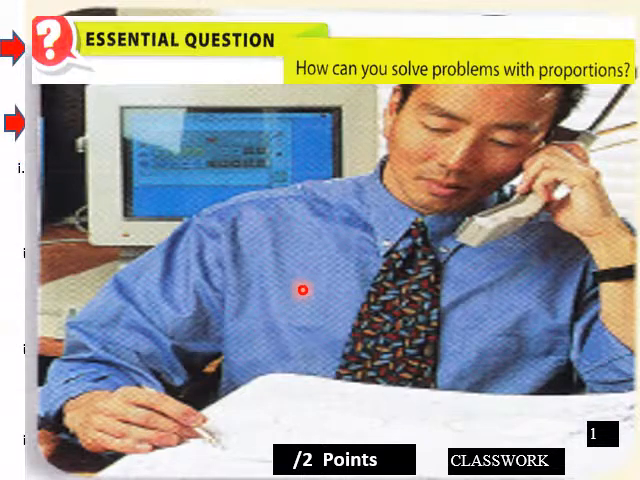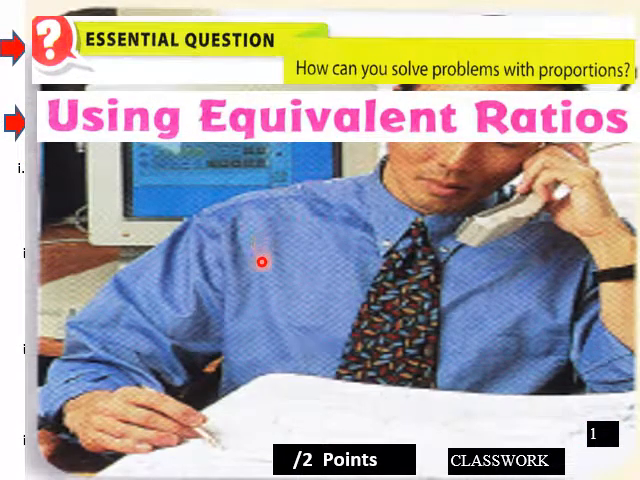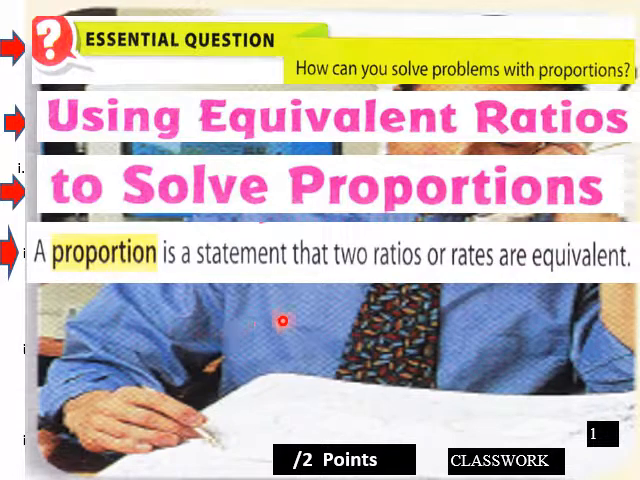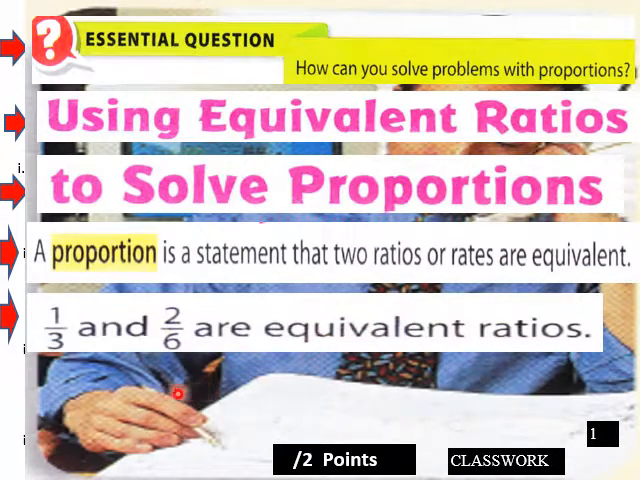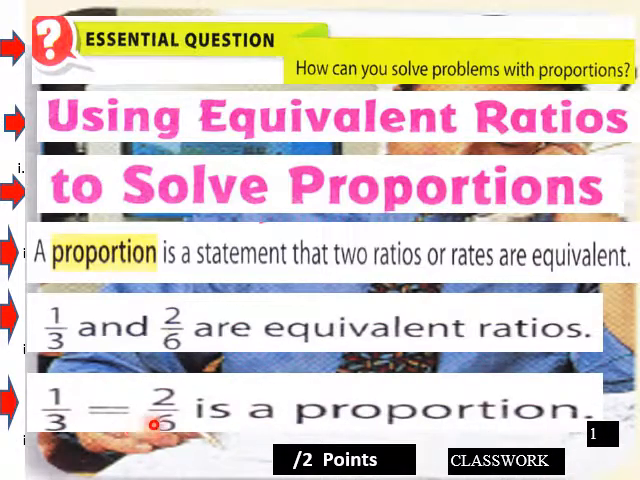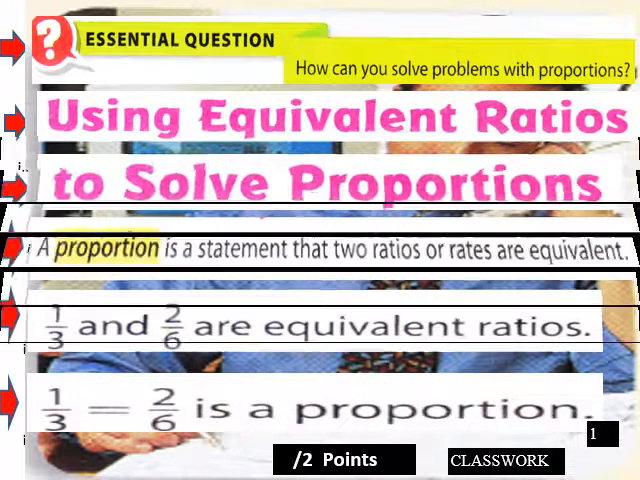Into our lesson today, essential question: how can you solve problems with proportions using equivalent ratios? To solve proportions. This is your classwork, page 1. A proportion is a statement that two ratios or rates are equivalent. 1/3 and 2/6, excuse me, are equivalent ratios. 1/3 equals 2/6 is a proportion.